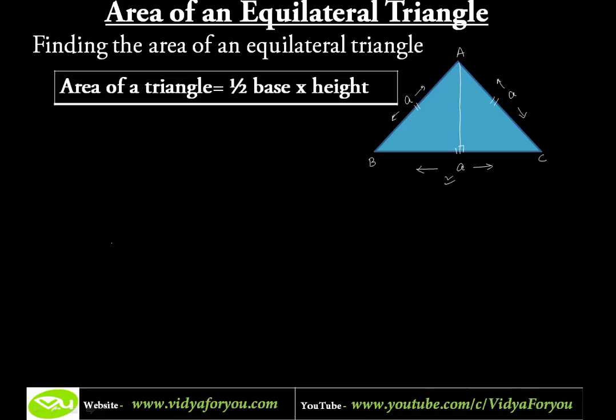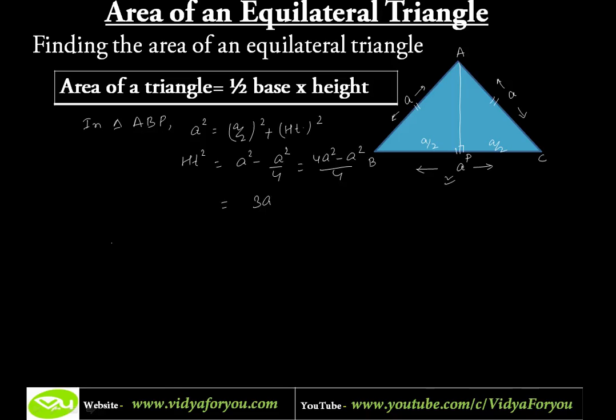So again assume this is an isosceles triangle with another side as A. So in equilateral triangles, again what it will do, it will be A by 2 and A by 2. Now in triangle ABP, again we'll use the Pythagoras theorem. So A square will be equal to A by 2 whole square plus height square. So height square will be equal to A square minus A square by 4, which is nothing but 4A square minus A square by 4, that is 3A square by 4.